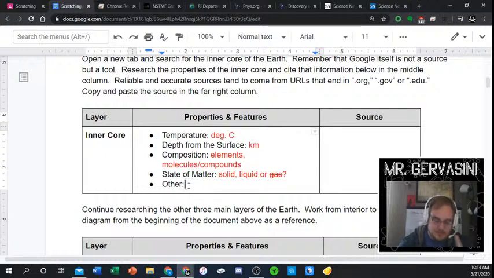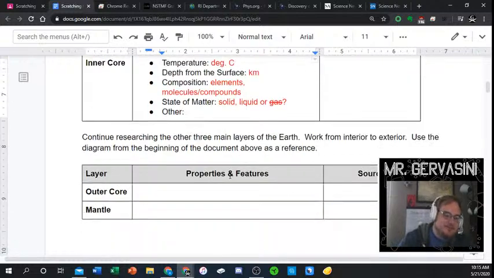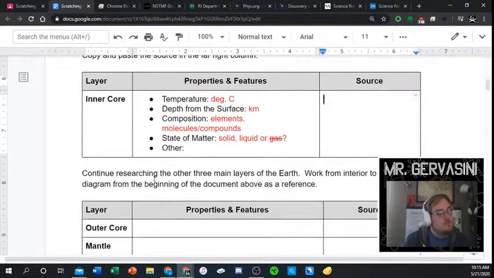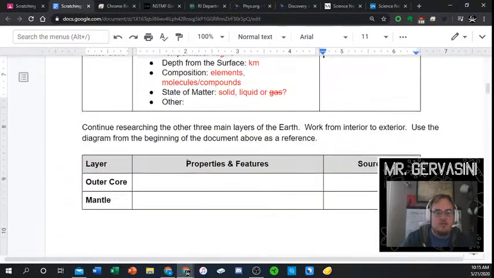Well then, actually, I got my cores mixed up. Inner core, yes. Outer core, when you go down below, a little different. And then any other information, just copy and paste your source in here. There is no restriction on what sources you can use, or how many times. If you can find it from the same source, that's fine.